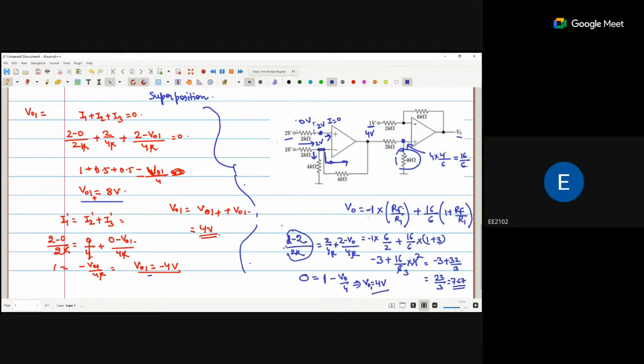So you can apply it in this way also. Either you apply the superposition theorem: first, output voltage because of the positive voltage, second, output voltage because of the negative voltage, and now add these two voltages to get the final output. Or you directly apply the KCL to get the final output at this point. Both will be the same. The method and approach will be different, but the answer will be the same.